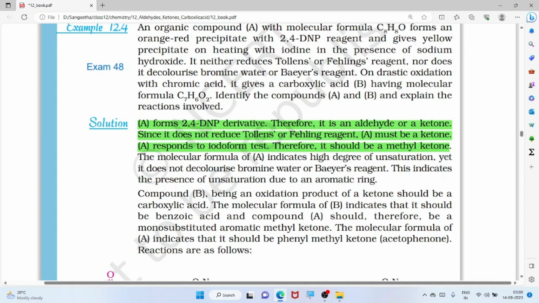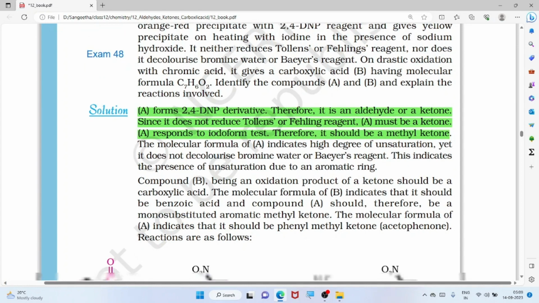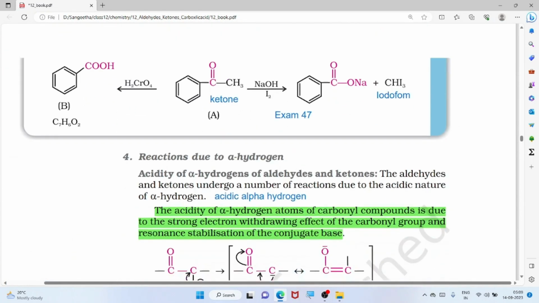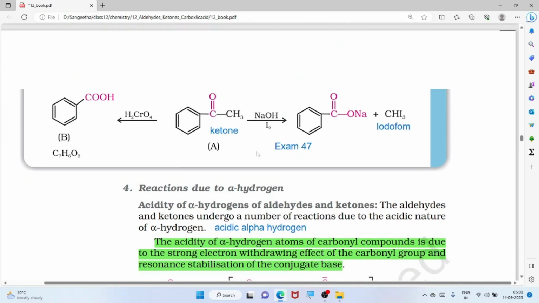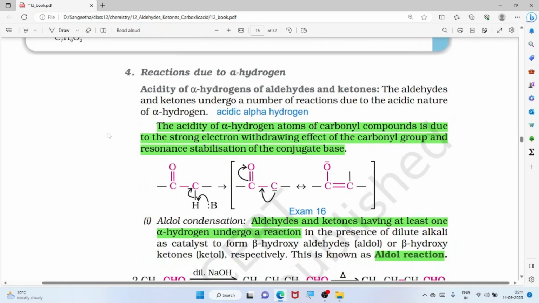If a compound gives this test, it is an aldehyde or a ketone. Since it does not reduce Tollens or Fehling's reagent, it is a ketone, because aldehydes reduce Tollens and Fehling's reagents. It responds to the iodoform test, therefore it should be a methyl ketone, because iodoform is formed from a methyl group attached to the carbonyl. Ketone to iodoform reaction is due to alpha hydrogen.